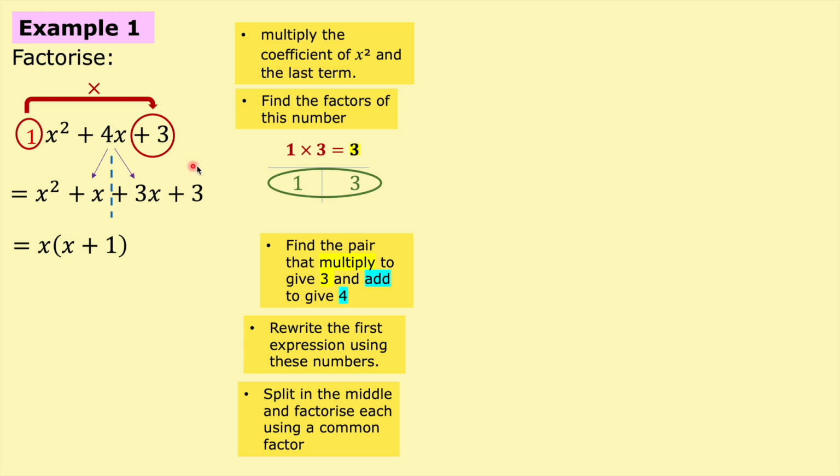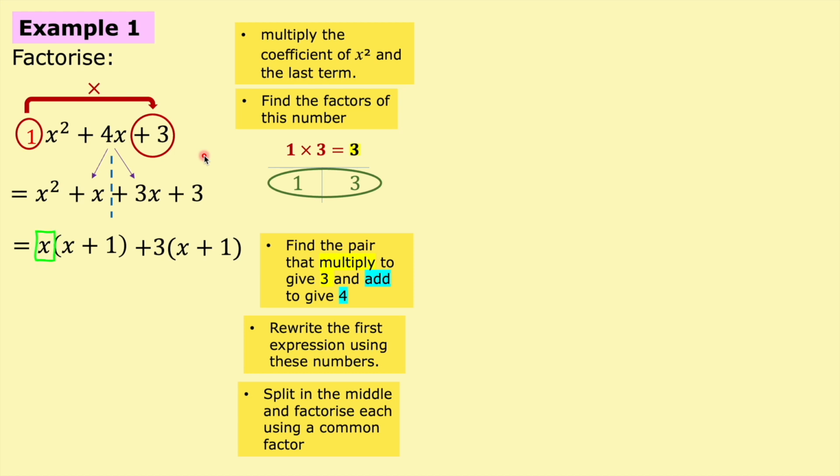We now need to factorise the second half by again taking out a common factor. Our common factor is 3 this time, so 3 and then just factorise like you normally would using a common factor. Taking 3 out, 3 times x gives us 3x, 3 times 1 will give us 3.